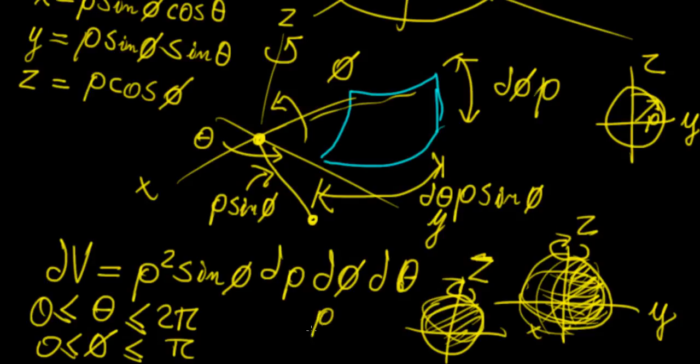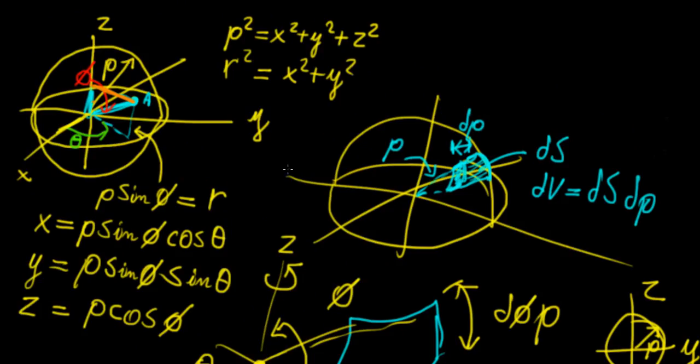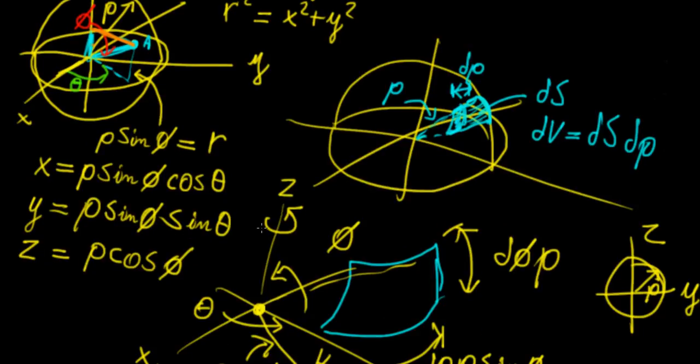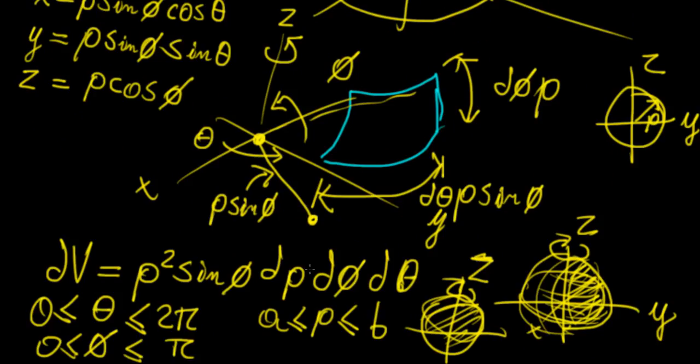And finally, rho is going to go from whatever radius we define here, from a to b. That's just going to be defined by the problem. So hopefully this wasn't too complicated. Hopefully you can see that this can all be derived from simple geometry and trigonometric relations. And in the next video, we will actually go into solving triple integrals involving these spherical coordinates.